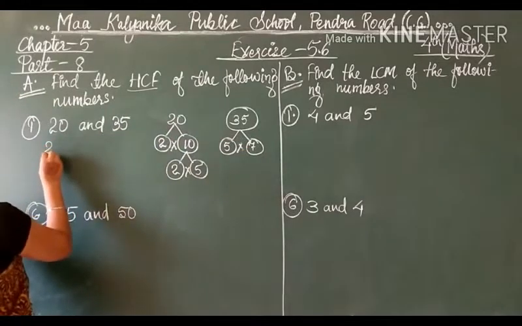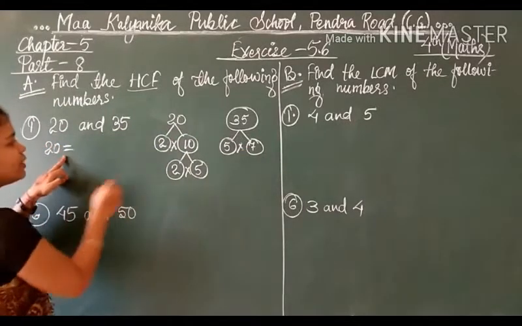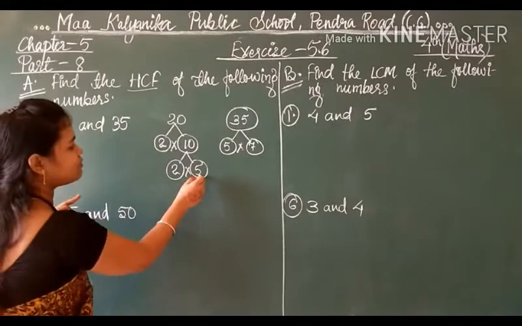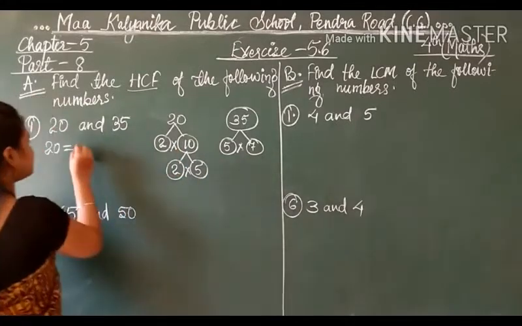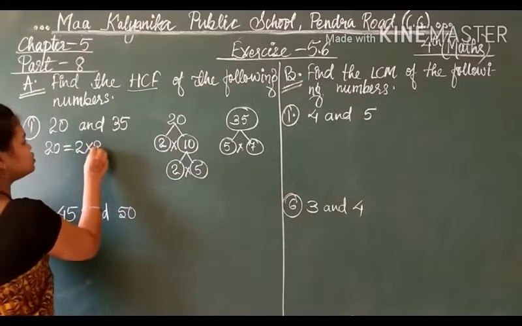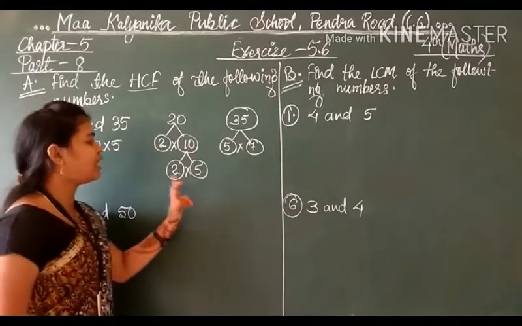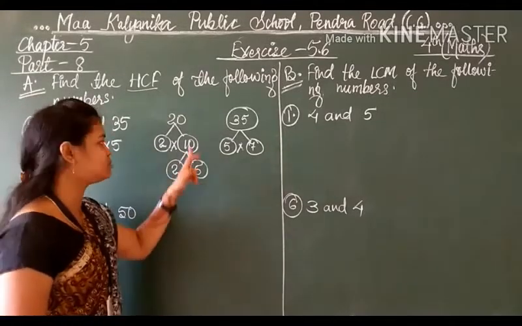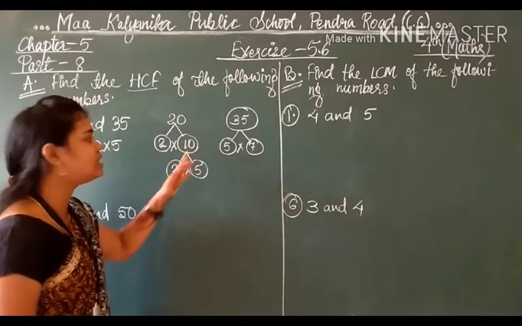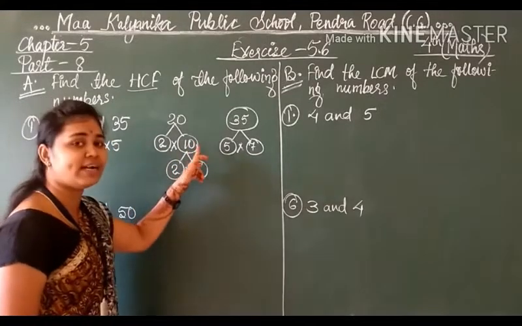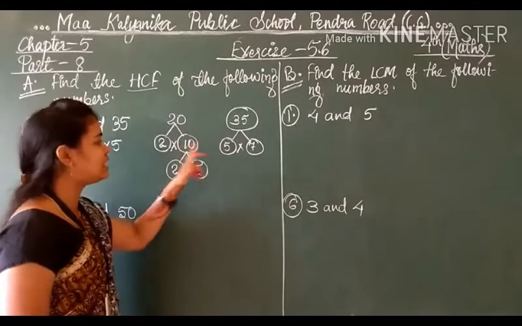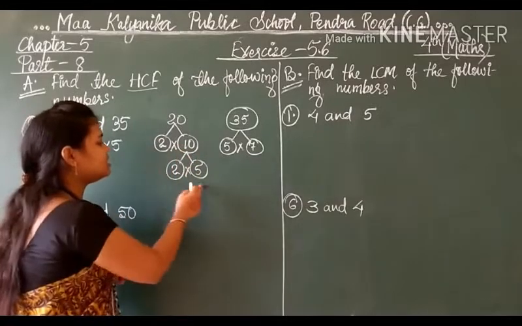So see students, we will write the factors of both. 20, what are the factors? 2, 2 and 5. Not 10. Okay, why? I will tell you now. So 2 multiplied by 2 multiplied by 5. 2, 2 and 5 are the prime factors. But 10 is not a prime factor. We have divided 10 into two parts here. That's why it is not a prime factor. These are the prime factors.